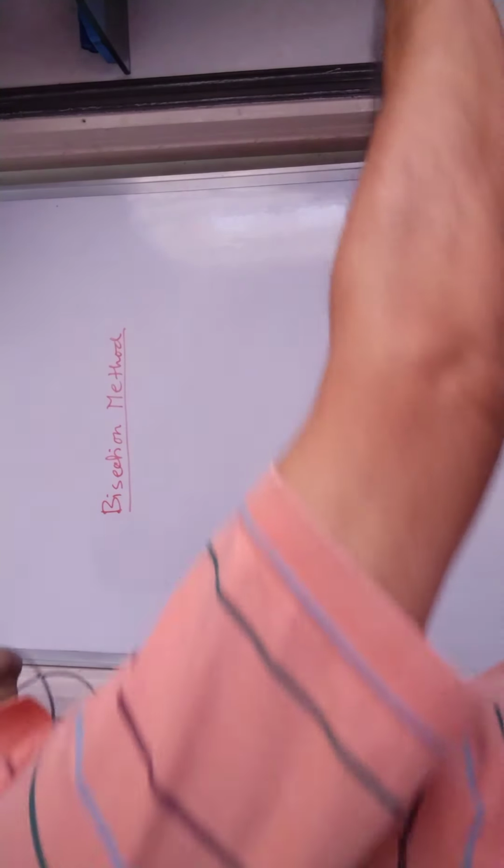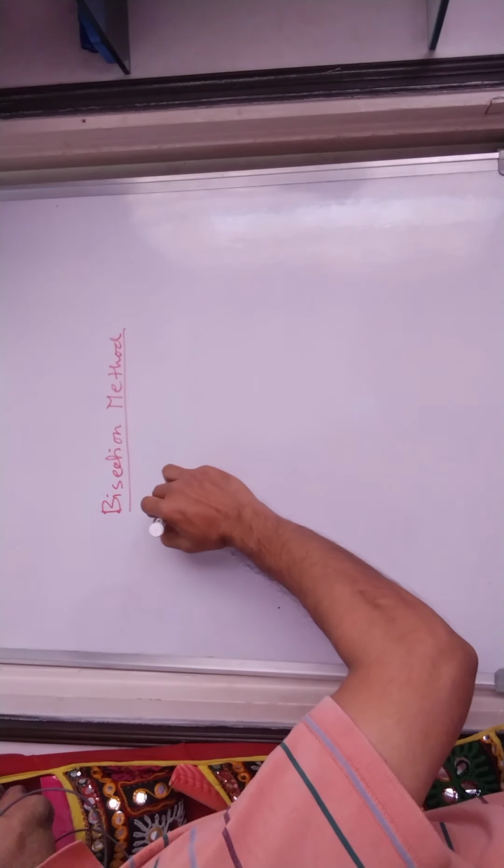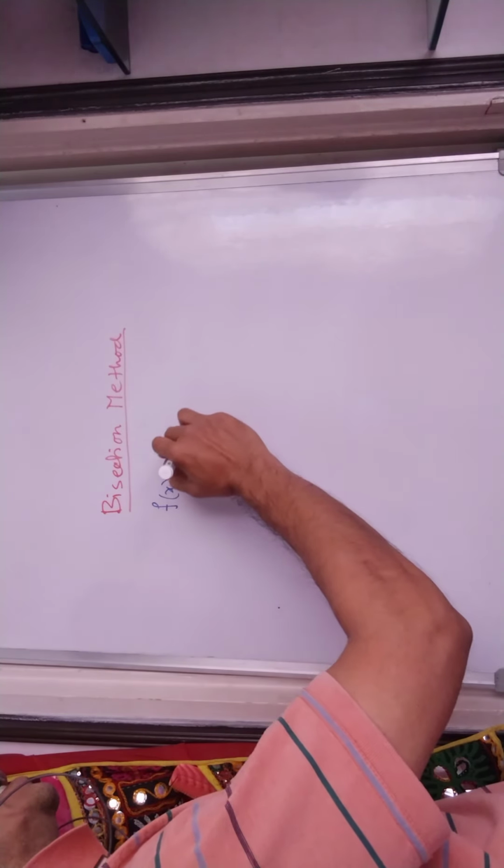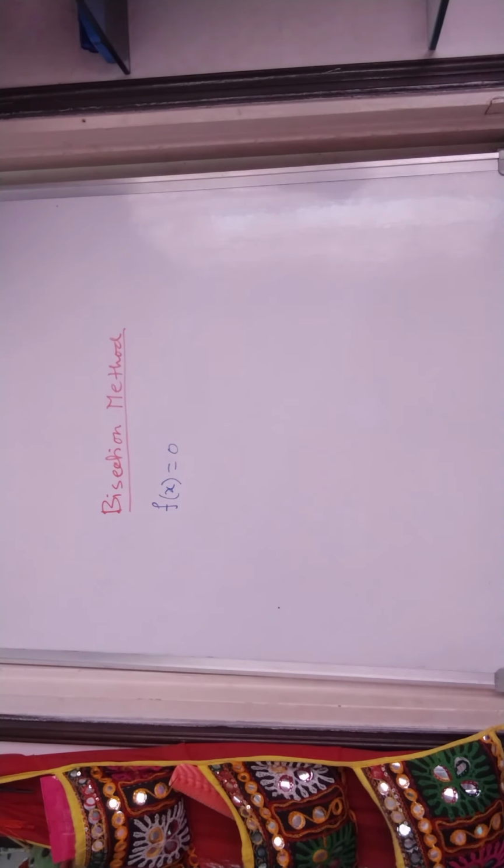Now, as far as we know from the theoretical description of bisection method, the target is to fix up an interval for a given polynomial or transcendental equation f(x) equal to 0. It may be a polynomial equation, it may be a transcendental equation. By transcendental equation we mean an equation involving cos x, sin x, e to the power x, this type of functions which are itself an infinite series.